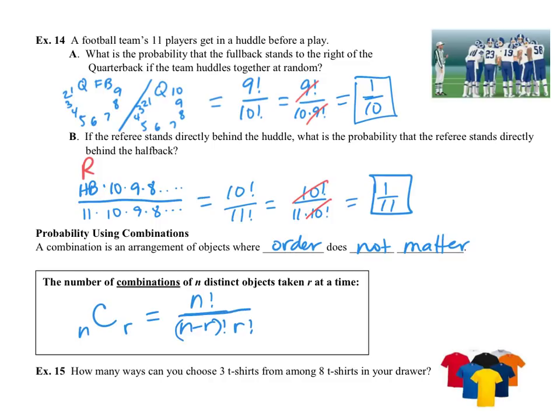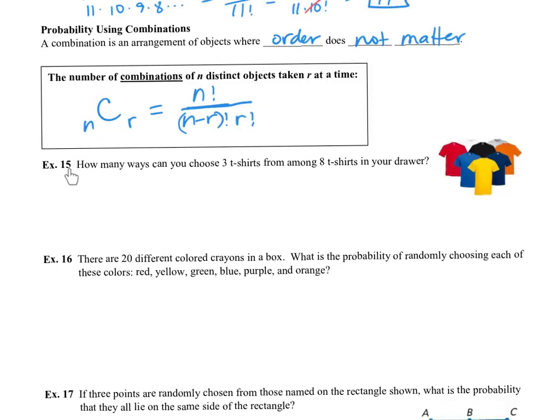All right, so let's take a look at some examples. Example 15 says, how many ways can you choose 3 t-shirts from among 8 t-shirts in your drawer? Now, here's a situation where order doesn't matter. It's not like I'm choosing a t-shirt to wear on Monday, and a different t-shirt to wear on Tuesday, and a different t-shirt to wear on Wednesday. Order does not matter. Just any group of 3 from among the 8. So since order doesn't matter, that's a combination. So it's going to be a combination of 8 things taken 3 at a time.